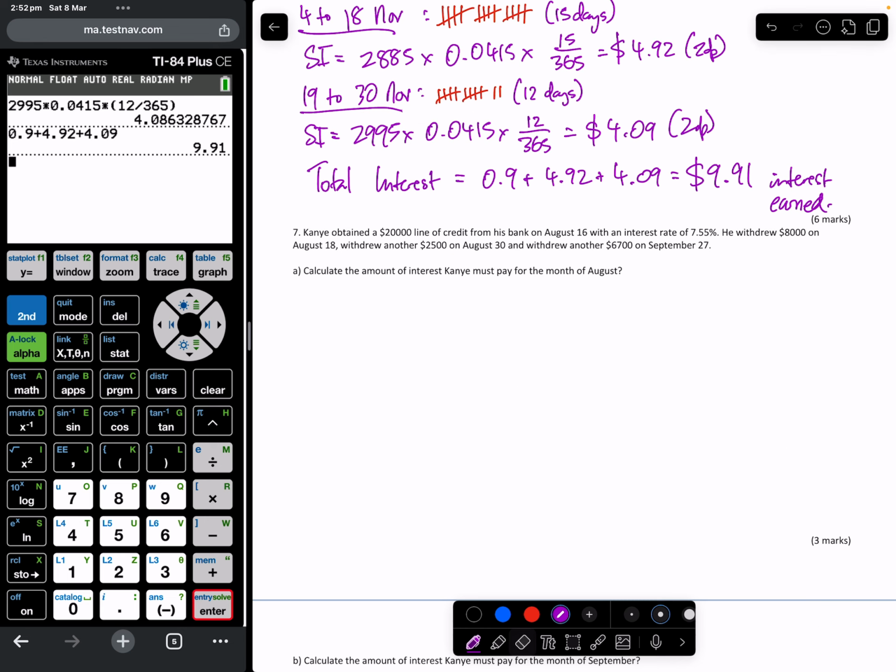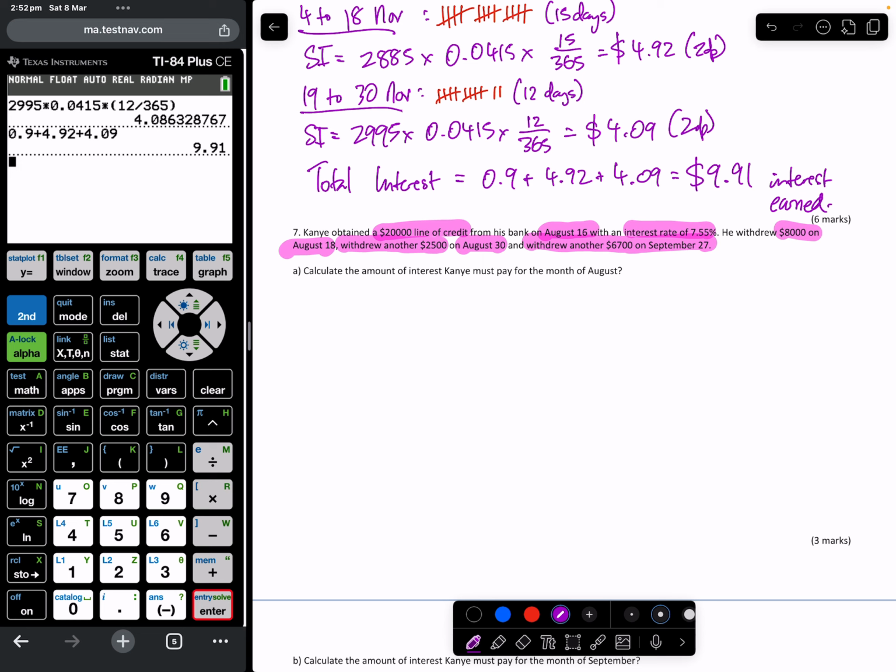7. Kanye obtained a 20 grand line of credit from his bank on August 16. Interest rate 7.55%. Withdrew 8 grand on August 18. Withdrew another 2,500 on August 30. Withdrew another 6,700 on September 27. Calculate the amount of interest Kanye must pay for the month of August.